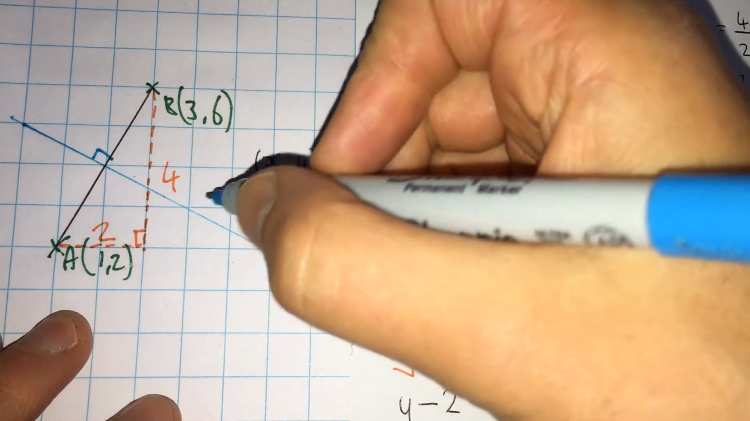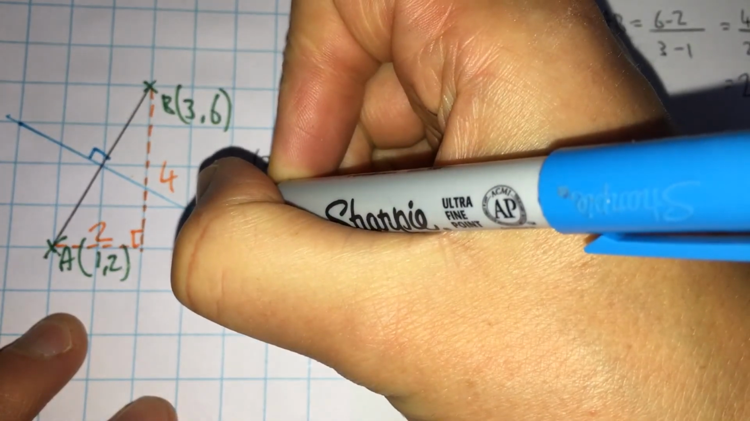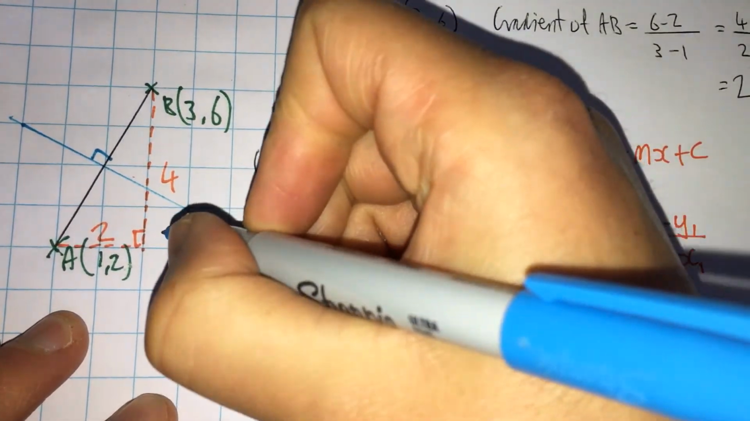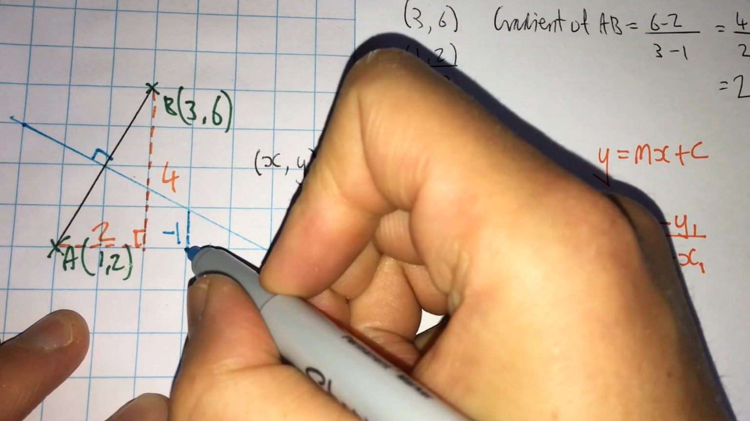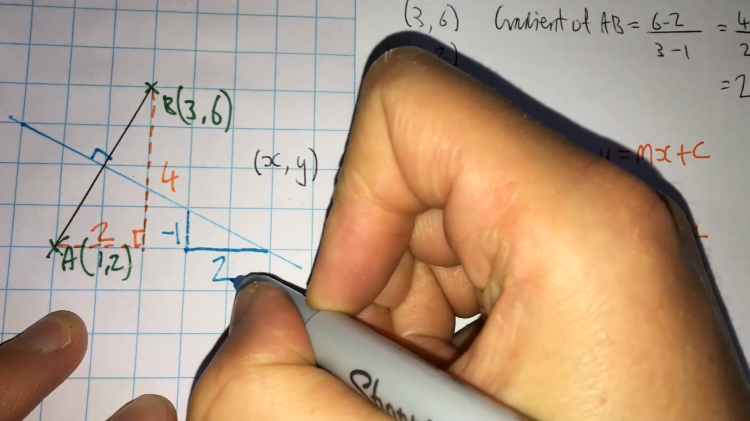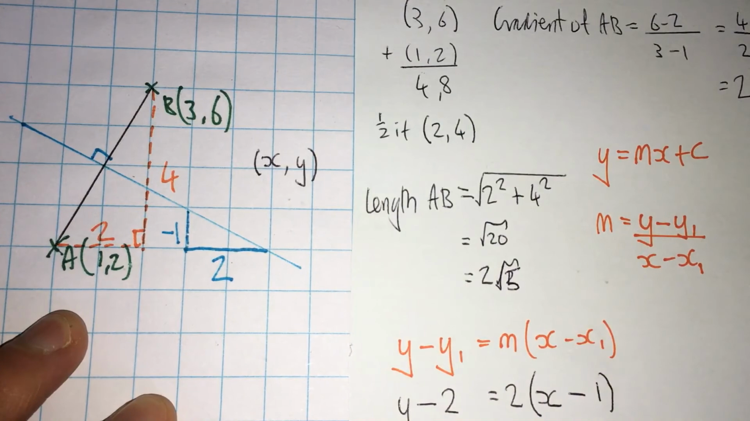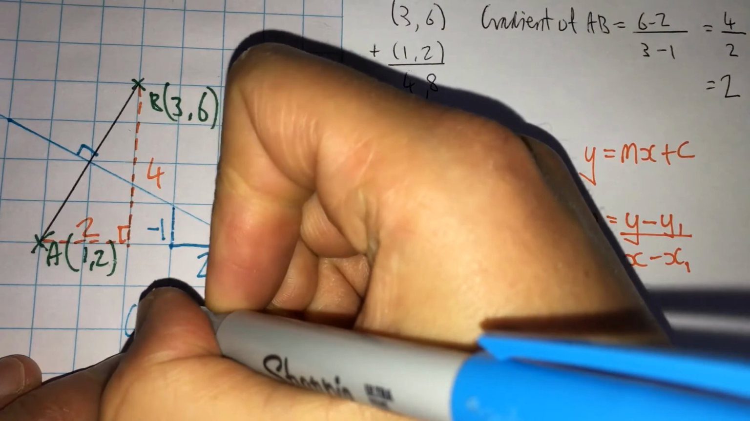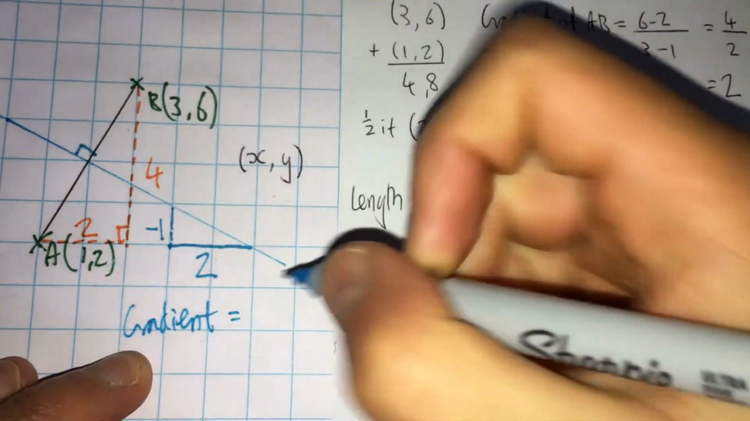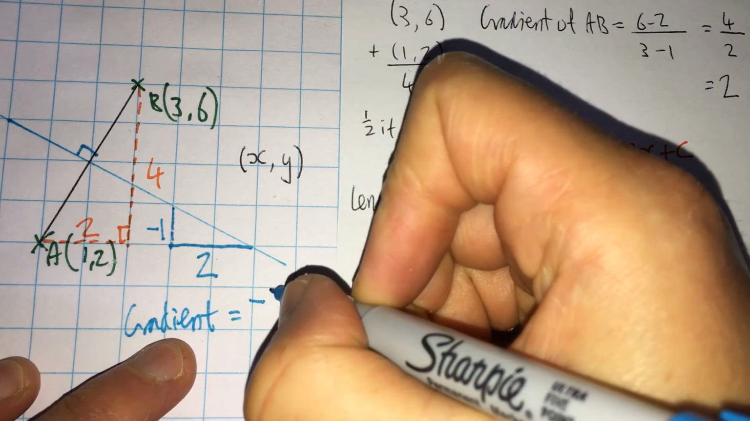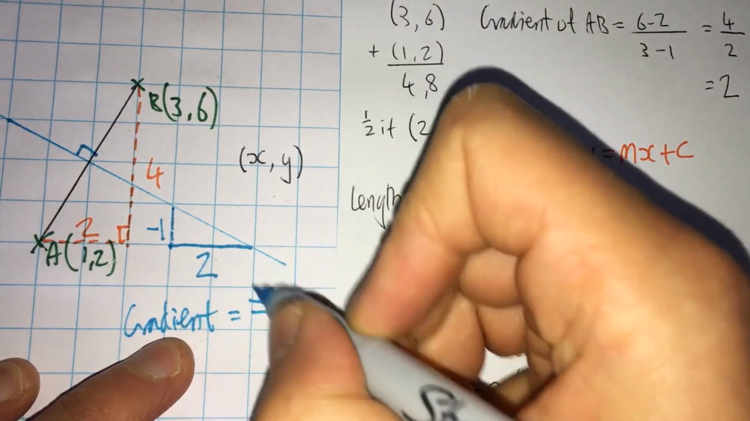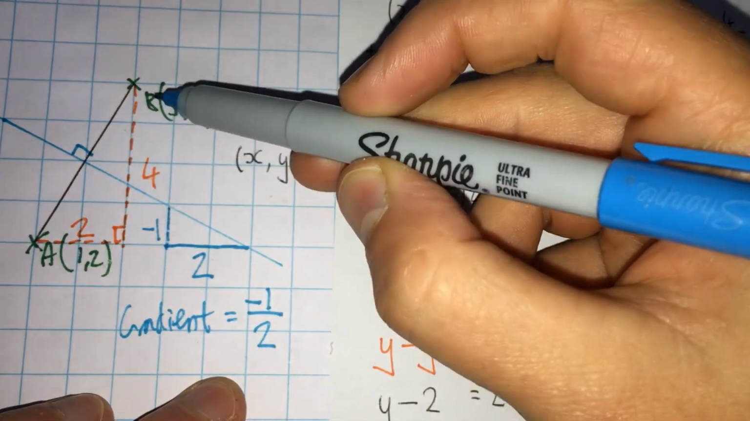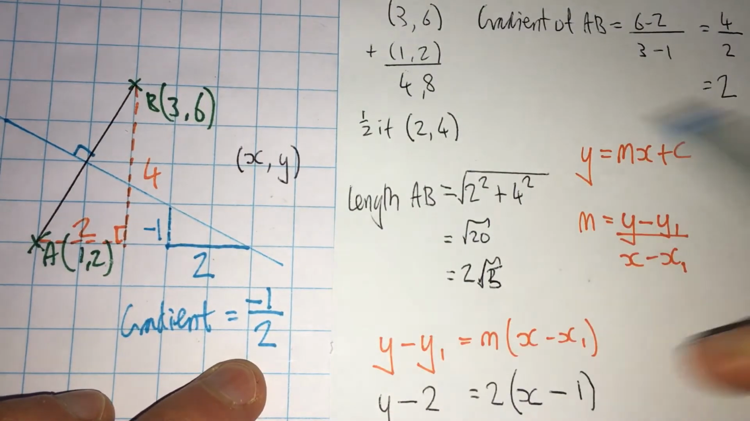Well, if we just look at it for a moment, the change in y, it goes down 1 there. So we're going down, so I'm going to call that -1, and it's going across 2. So the gradient of this line, that's perpendicular to our original line, equals the change in y, which in this case is -1, over the change in x, which in this case is 2. So the gradient of this blue line here, that's perpendicular to the line AB, is -1/2.